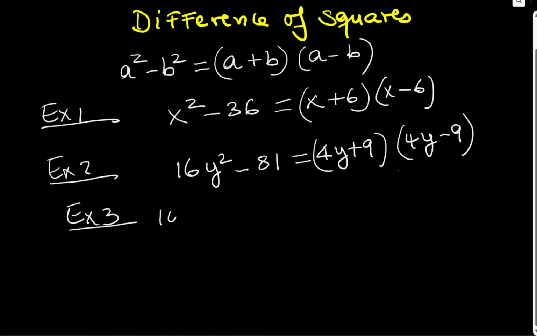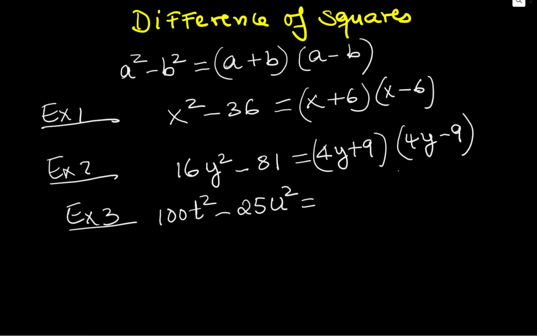Example 3, 100t squared minus 25u squared. The square root of 100t squared is 10t. The square root of 25u squared is 5u. So it becomes (10t plus 5u)(10t minus 5u). That's how the difference of squares works.